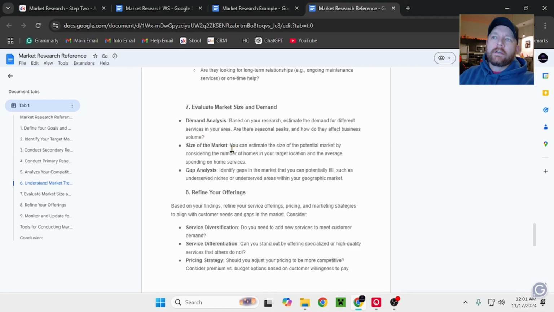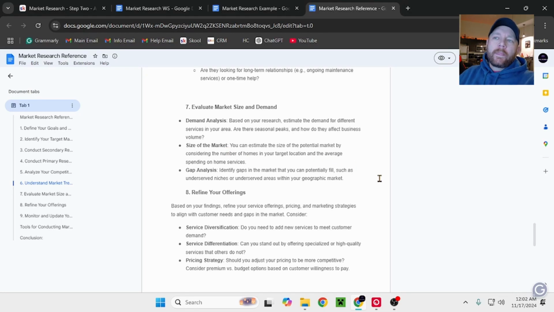What is the size of the market? So you can take all your different service areas, figure out how many homes are in that area and what the average is spent on that service in that area. So even though it's a low density area, maybe they're spending a lot more on services there. So one house is worth two, or vice versa. Maybe it's a high density area, but they don't spend hardly anything on service, and so it's not worth going there. So you're going to want to look at the market itself within these different potential market areas, okay?